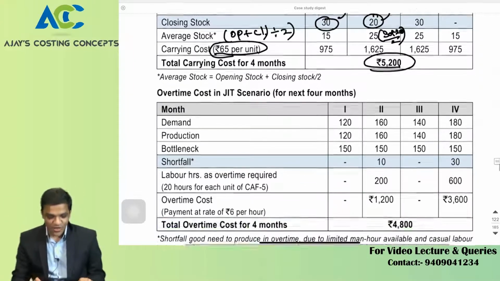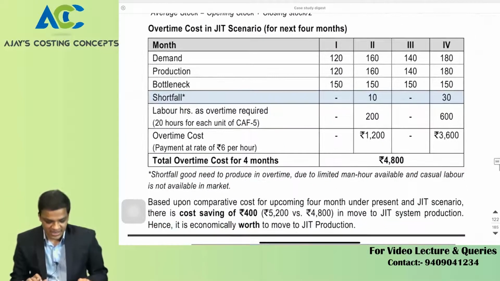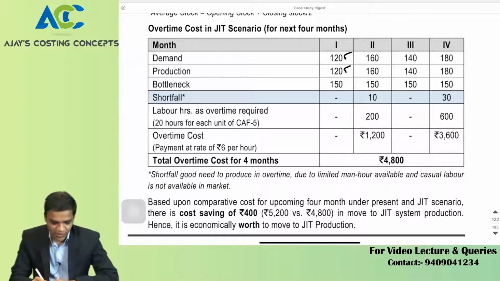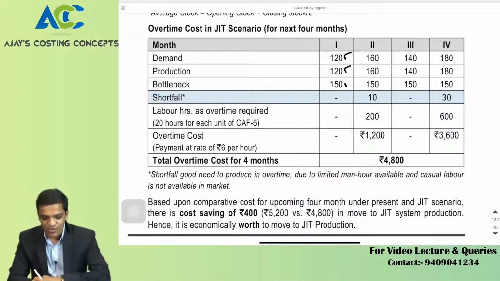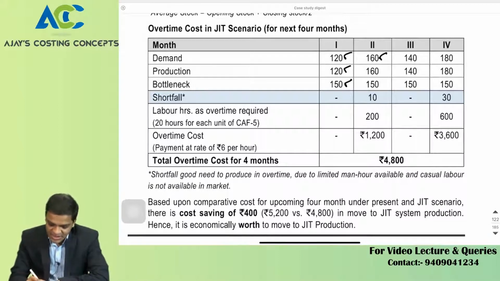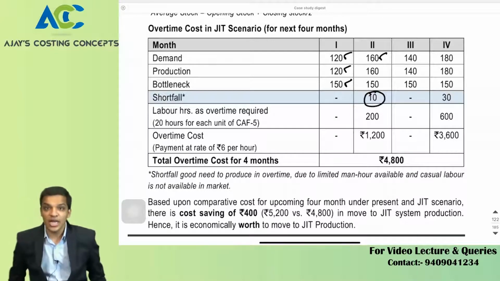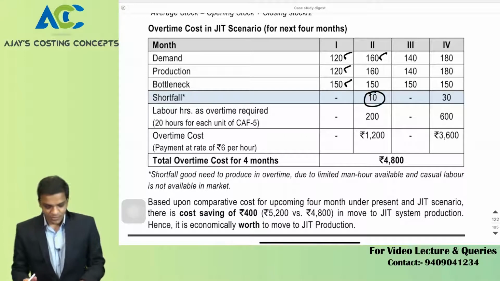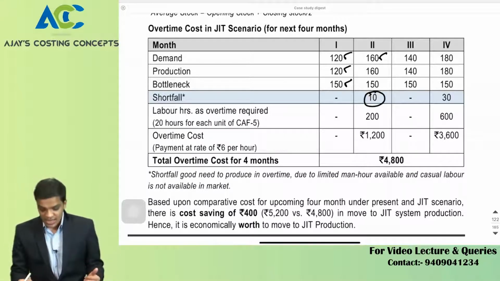Now if I go for production on a just-in-time demand basis, so first 120 fulfilled, my total capacity is 150, right? For 160, 10 units are required, so I will go for overtime. If I go for overtime, 20 hours would be required for 10 units, and my overtime cost would be 6 per hour, right?